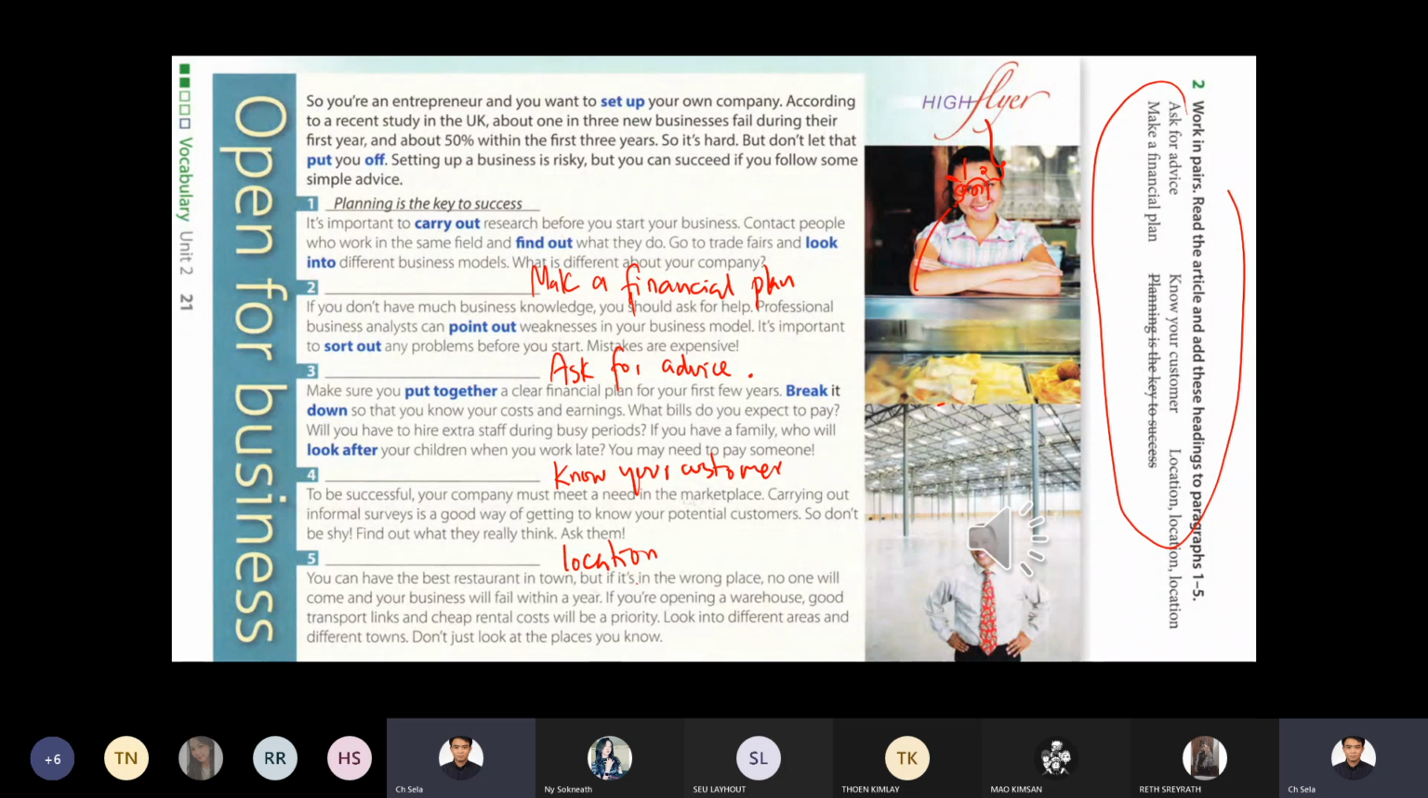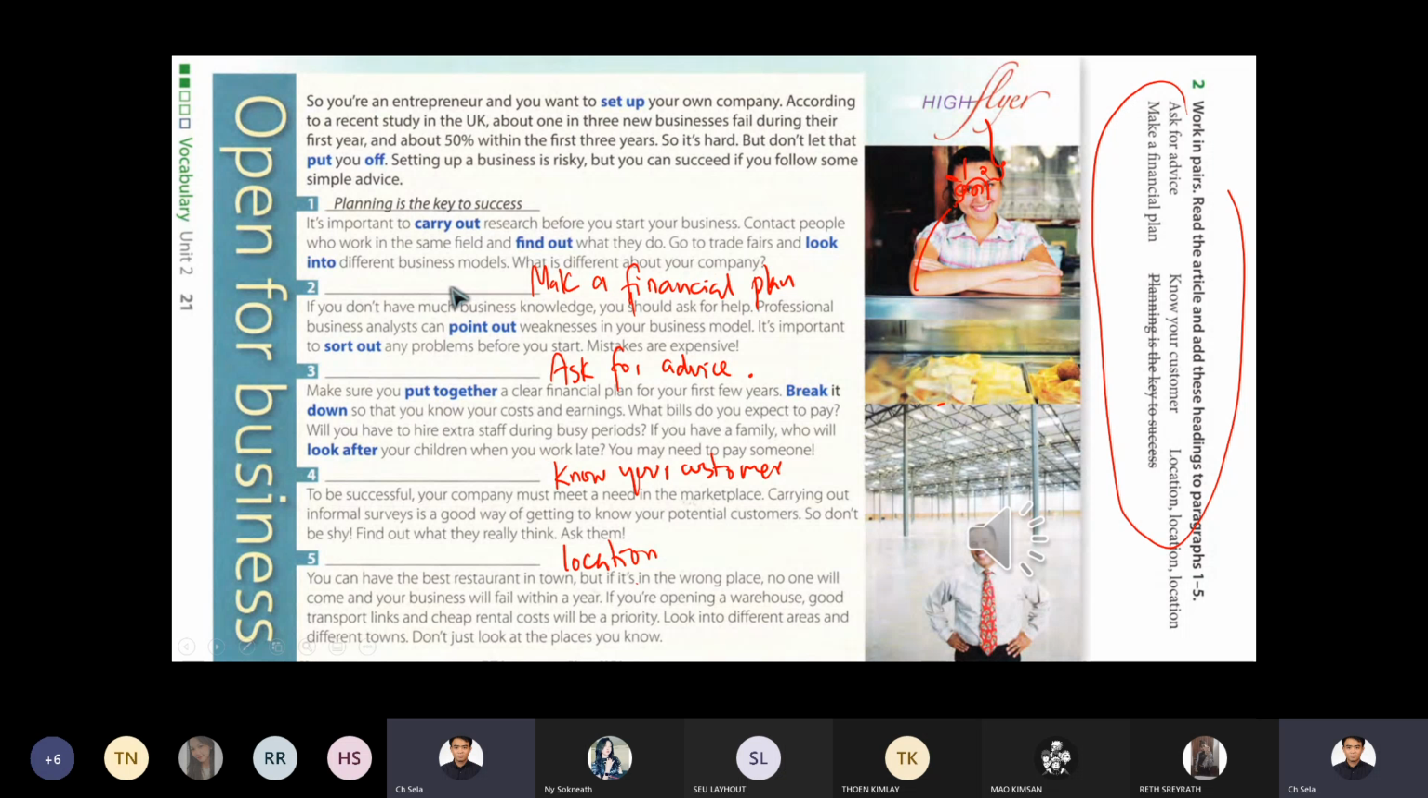Number four, know your customer. To be successful, your company must meet a need in the marketplace. Carrying out informal surveys is a good way of getting to know your potential customers. So don't be shy. Find out what they really think. Ask them. Number five, location, location, location. You can have the best restaurant in town, but if it's in the wrong place, no one will come and your business will fail within a year. If you're opening a warehouse, good transport links and cheap rental costs will be a priority. Look into different areas and different towns. Don't just look at the places you know.